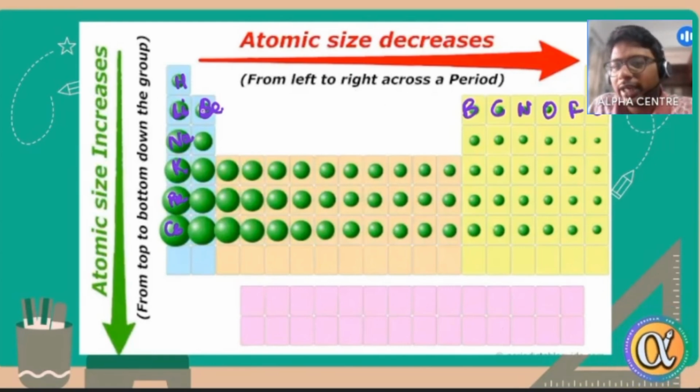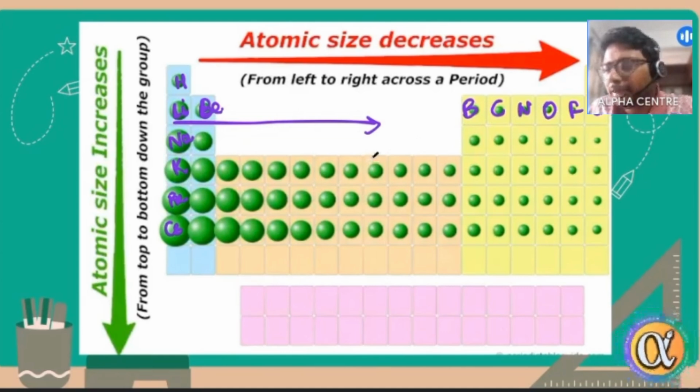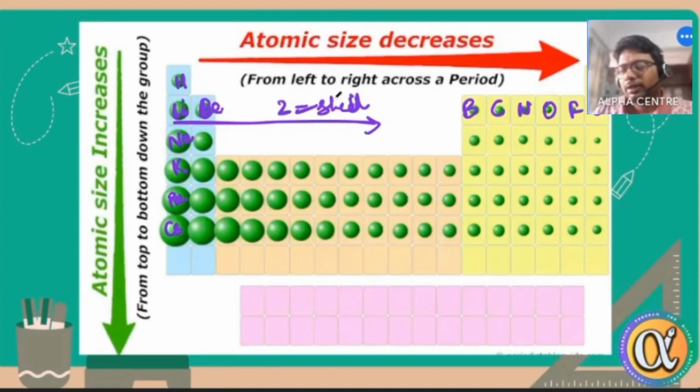The simple reason, if they ask you why the size decreases from left to right in a period: when you go from left to right in a period, the number of shells remains the same. All of them have two shells, right? And who is holding them together? It's the nucleus in the center. If the nucleus is more positive, more strong, it will pull these shells with a greater force inwards. It is not much to do with the number of electrons present in these shells. It's more to do with how many shells are there.